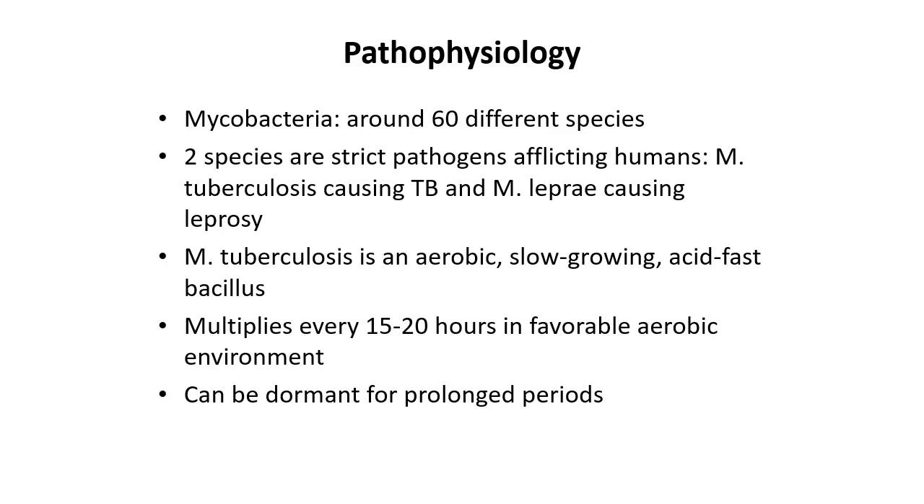Mycobacterium tuberculosis, the causative organism of TB, is an aerobic, slow-growing, acid-fast bacillus which multiplies every 15 to 20 hours in a favorable aerobic environment. It can remain dormant for prolonged periods and can have a resurgence or burst of activity once the conditions are favorable.